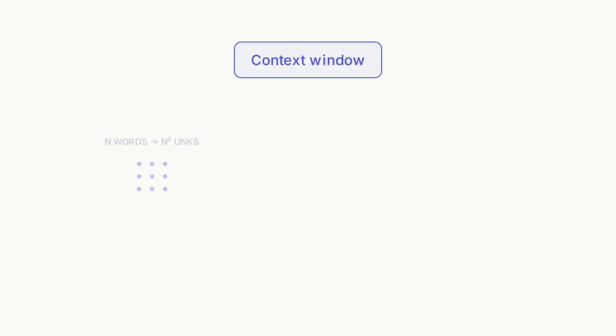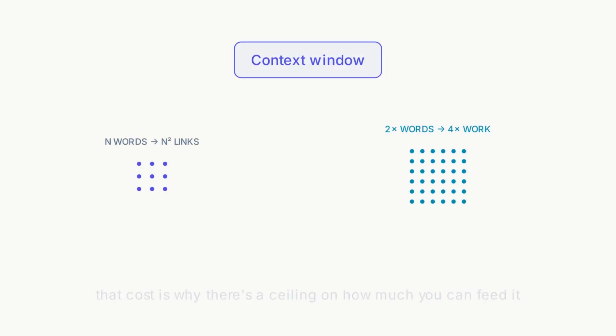It explains the context window too, that limit on how much the model can consider at once. Attention works by having every word look at every other word. Double the text and you roughly quadruple the work. That cost is exactly why there's a ceiling on how much you can feed it before it slows to a crawl or forgets the beginning.